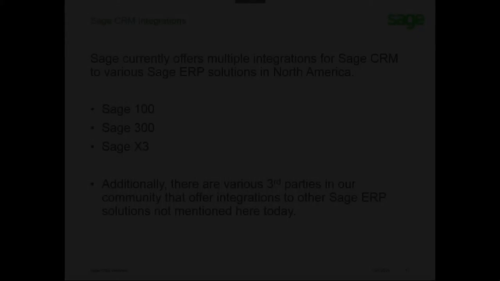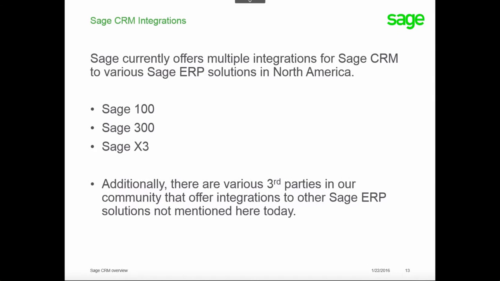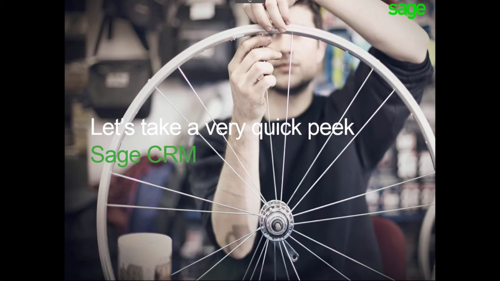As previously mentioned, Sage currently offers multiple integrations for Sage CRM to various Sage ERP solutions in North America: Sage 100, Sage 300, and Sage X3. Additionally, there are various third parties in our community that offer integrations to other Sage ERP solutions not mentioned here today. Let's take a very quick peek at Sage CRM.